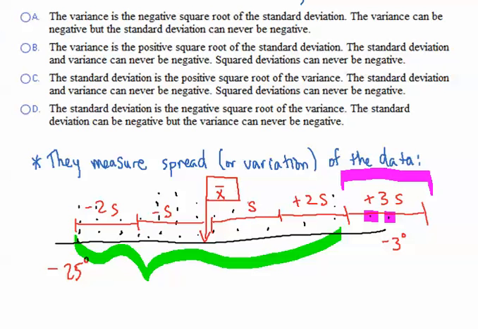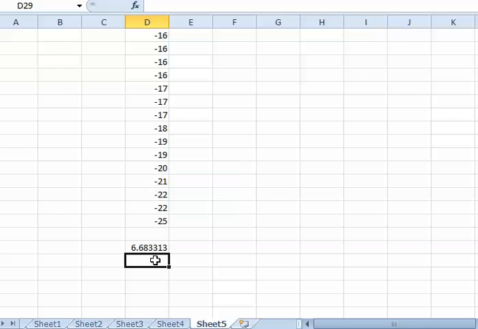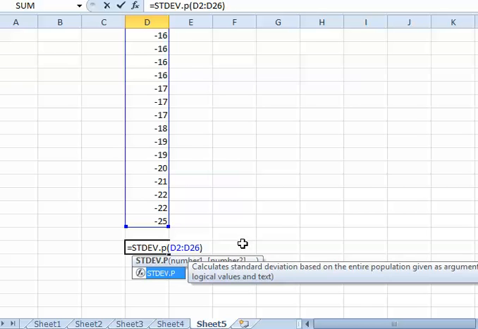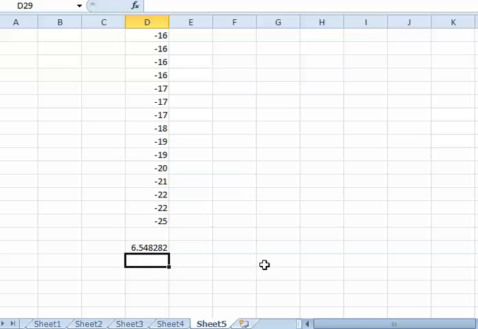If I was going to be talking about a population set, I would have been using this, right? Like supposing I have all the data points, then this would have been my notation because they would have been parameters and not statistics. Similarly, this calculation right here would have been the population standard deviation. Would have been a little bit different, right? Right. 6.5 instead of 6.68.